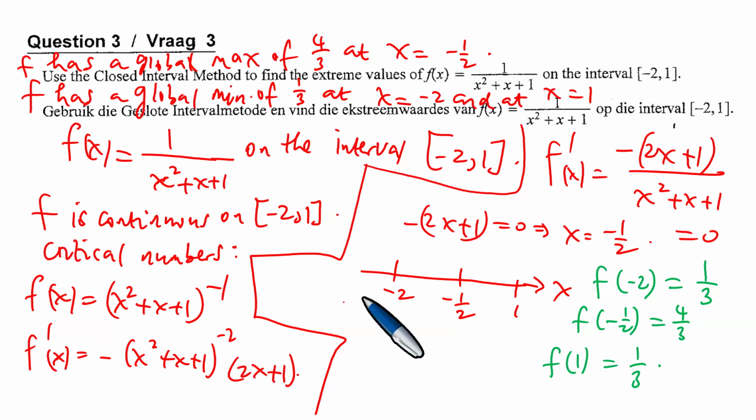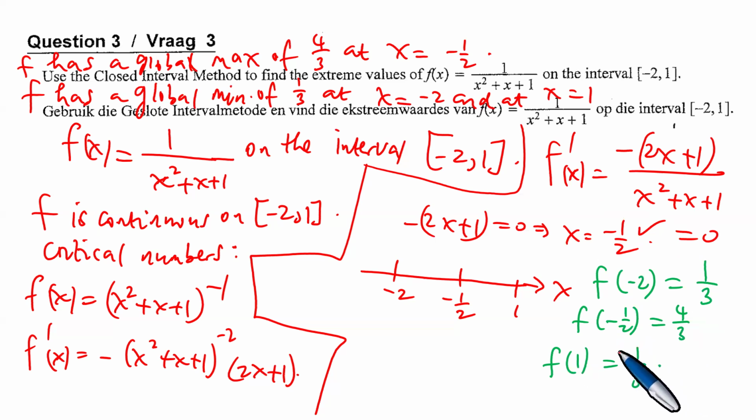minus 1/2. Okay, so now you look at this: it is the closed interval because you need to use the closed interval method to find the extreme values of f of x on the interval from -2 to 1. Between -2 and 1, you have the intermediate value, which is minus 1/2. And f of minus 1/2 becomes exactly what? F of minus 1/2 is 4/3. Why the minus 1/2? Because x equals minus 1/2 is a critical value when we put the first derivative to 0. And then f of minus 2 would be 1/3, and f of 1 would be 1/3.